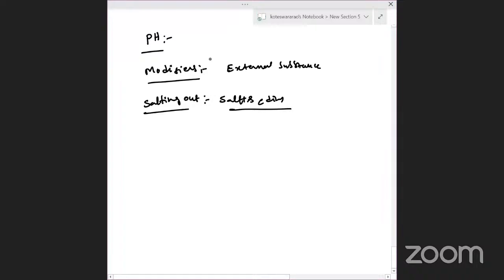Next, masking agent. What is a masking agent? We are just changing the surface. Masking agent.